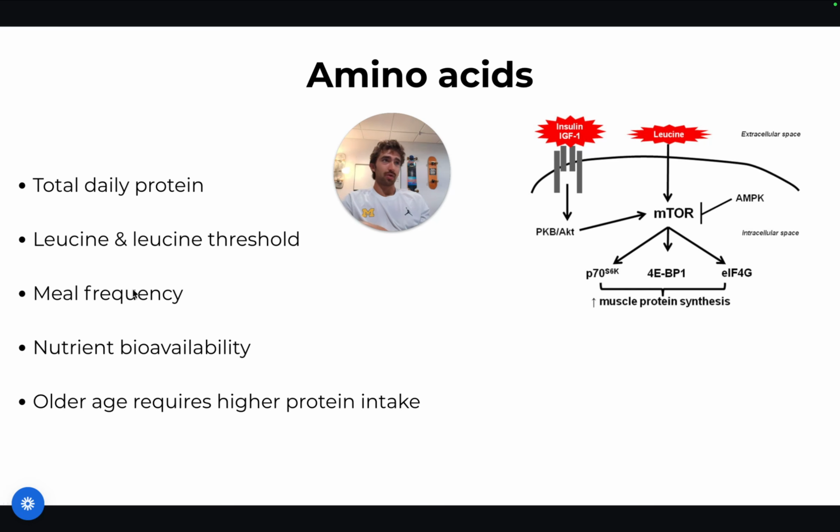You don't really want to maximize mTOR all day, every day, because there's some negative side effects to that as well. But you want to maximize every pulse that you get, which is by hitting the leucine threshold.